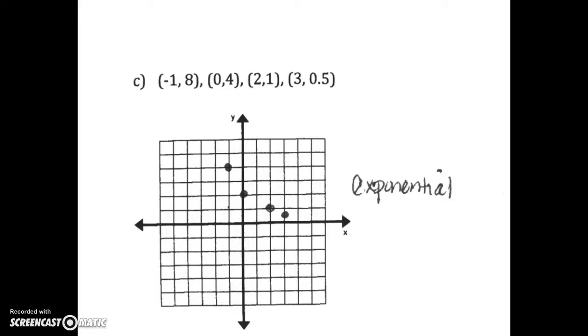All right, well, that is how to differentiate between linear, quadratic, and exponential. To get a little review section, and more on the next lesson. Thank you.